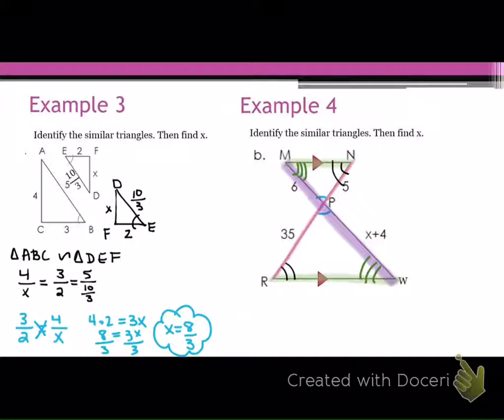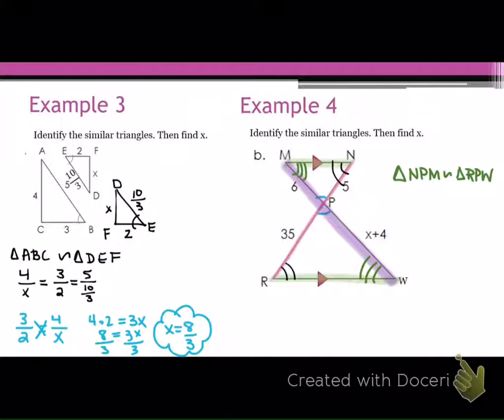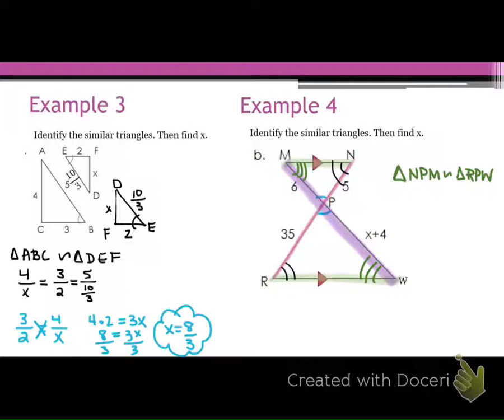So what is my similarity statement, Bryce? What triangle is similar to what triangle? Triangle NPM. Okay, NPM is similar to what? Similar to RPW. Thank you. So N and R both have double dashes, P and P both have single dashes, and M and W both have triple dashes. That's why we found those alternate interior angles, so we knew which triangles were similar to each other to do the next step. The next step is to find the side lengths.